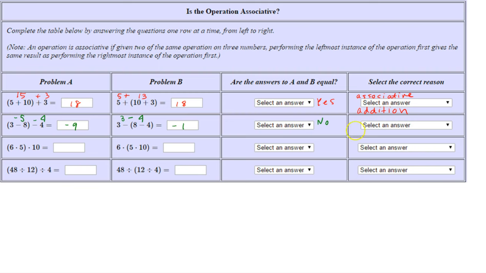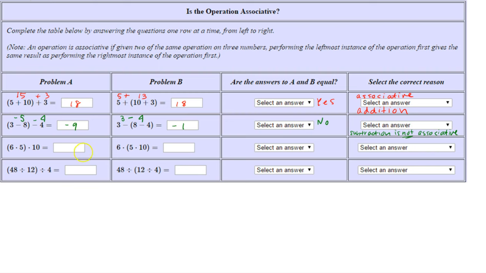So the reason will be subtraction is not associative. So far we verified in one case that addition is associative, but subtraction is not associative. Let's look at the next problem.